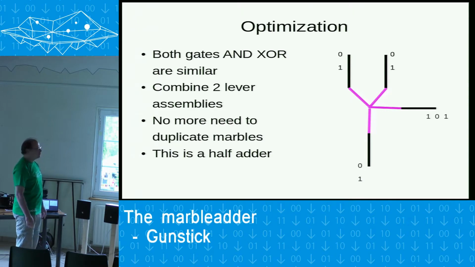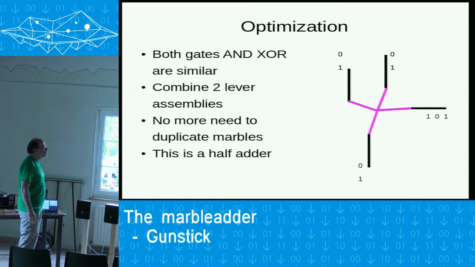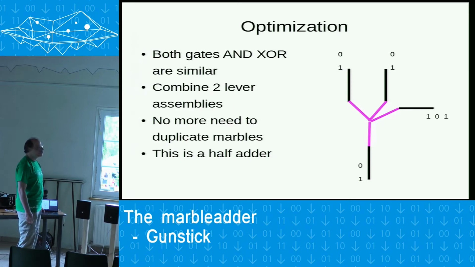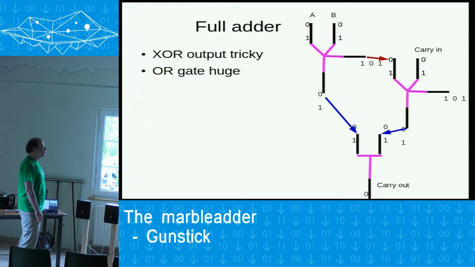So you maybe have noticed that this is looking similar. So you can actually overlay both, and you have two calculations in one. So this moves the XOR gate, and both the XOR gate stays and the AND gate moves. And the marble duplication problem is solved. So from that point on, we were quite happy that our machine is going to be a success.